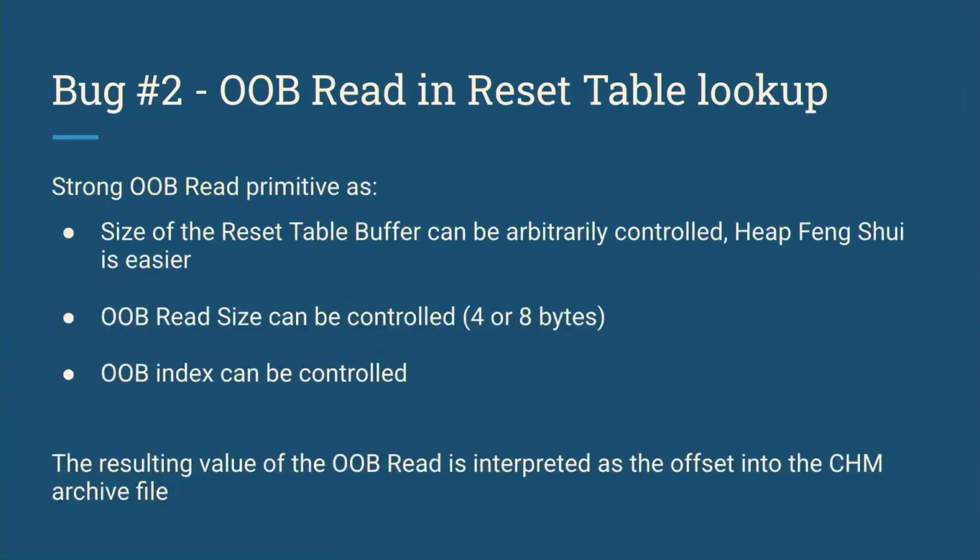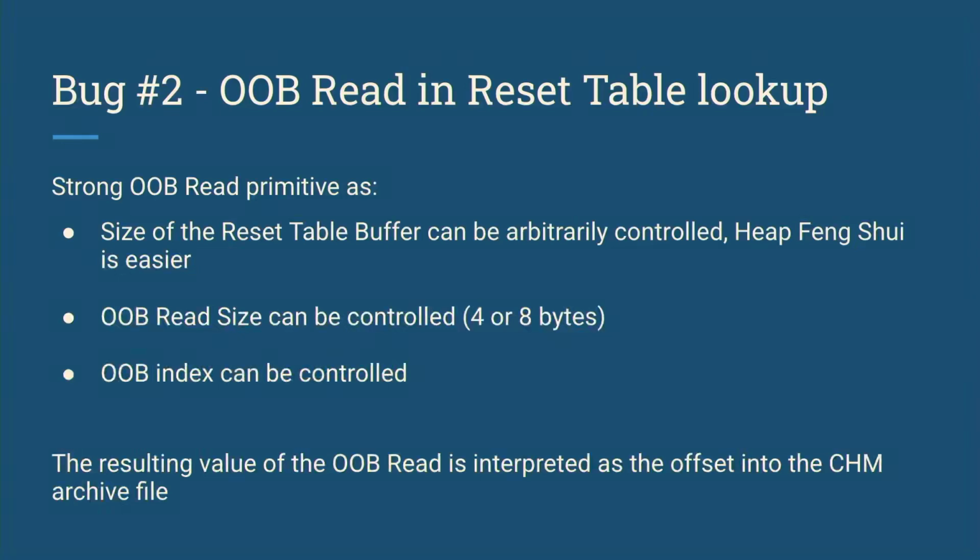And it's pretty strong because the size of the reset table buffer can be arbitrarily controlled, which means it's pretty good for heap feng shui and getting an advantageous heap layout. And the out-of-bounds read size can also be partially controlled. We can decide between 4 and 8 bytes that are being read, and the out-of-bounds index can be controlled on a byte basis. So it's very strong.